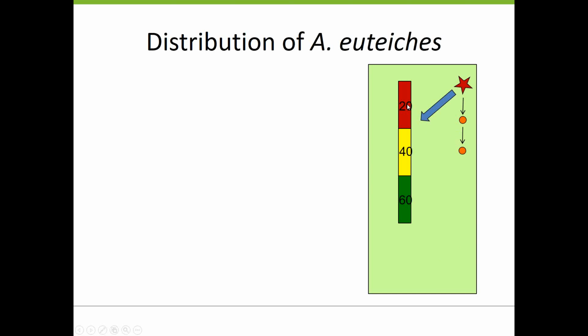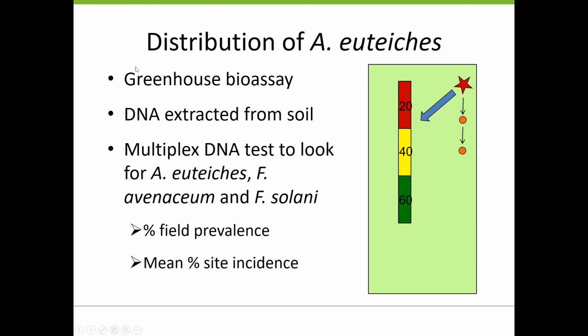We take a soil punch and then break that up into the 3 different layers and test it 2 ways. The traditional greenhouse bioassay method, which is really a lot of work, takes about 4 weeks to get results, and then our fast DNA extraction method from soil, which takes less than 24 hours to get results. And besides just looking for Aphanomyces, we added Fusarium avenaceum and Fusarium solani to the DNA test, so we could test for 3 pathogens all at once. And then I broke down the results to look at the field prevalence and the mean site incidence.